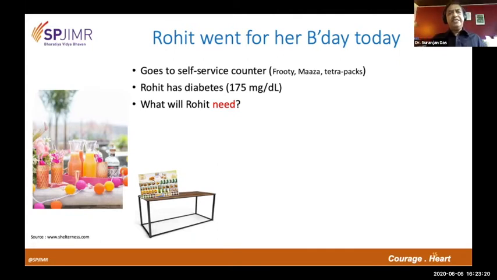So what will Rohit need? So a lot of people will say, very simple. He will need some sugar-free drink, right? And yes, lo and behold, the company has come up with, can you see those blue packs? So Rohit straight away walks to the corner of the room, goes and picks up the blue packet. Why? How did he pick that up? How does he know? Because it's there in the media and everyone knows that. So he doesn't have to ask anyone. He picks up the blue packet and then goes around.